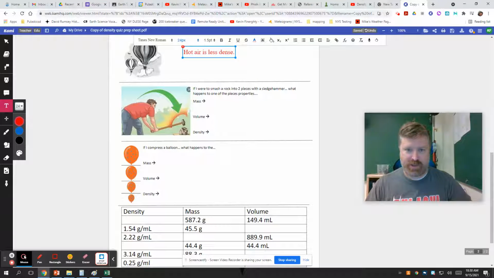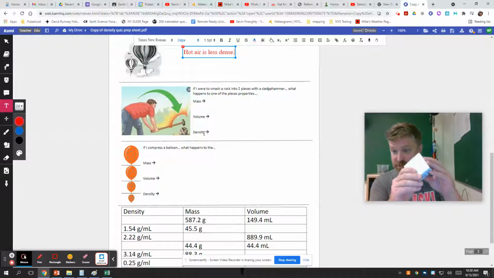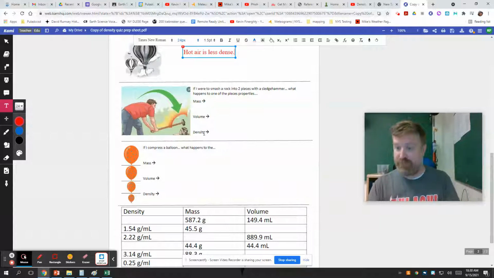If I were to smash a rock into 2 pieces with a sledgehammer, as one does, what happens to these things? Well, the mass of that piece will get smaller. That's a smaller piece. The volume of that piece will get smaller, but the density, which is a function of the ratio of mass to volume, stays the same. Take something, this rectangle, break it in half, the density of each half will stay the same.